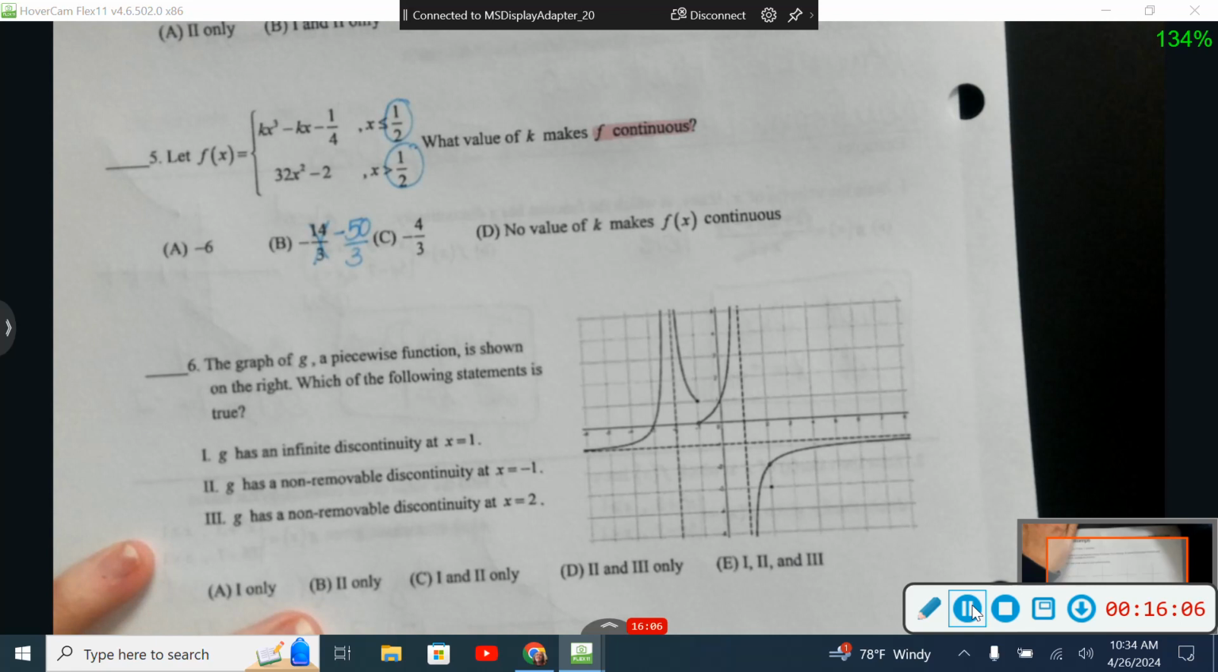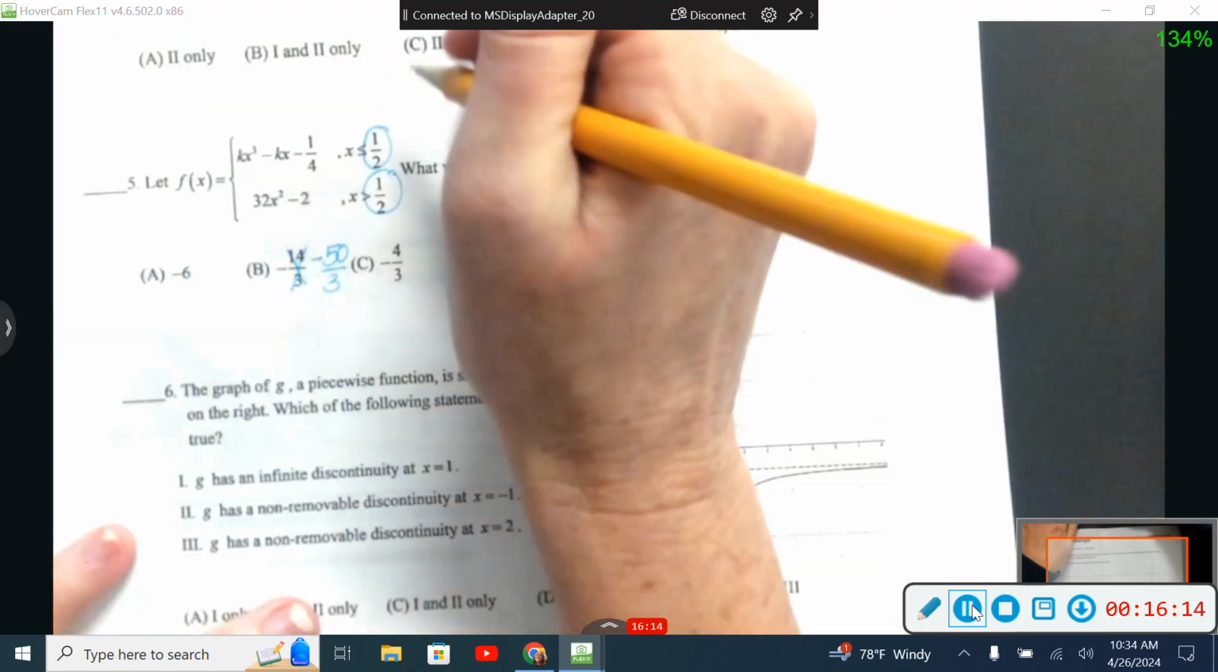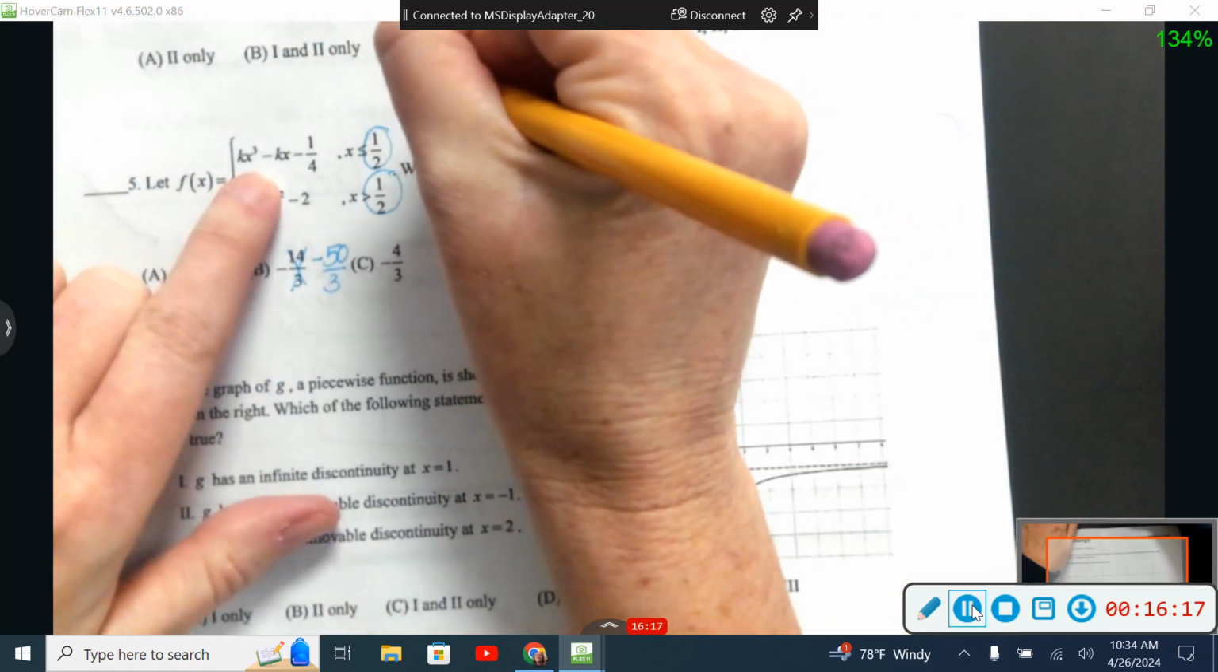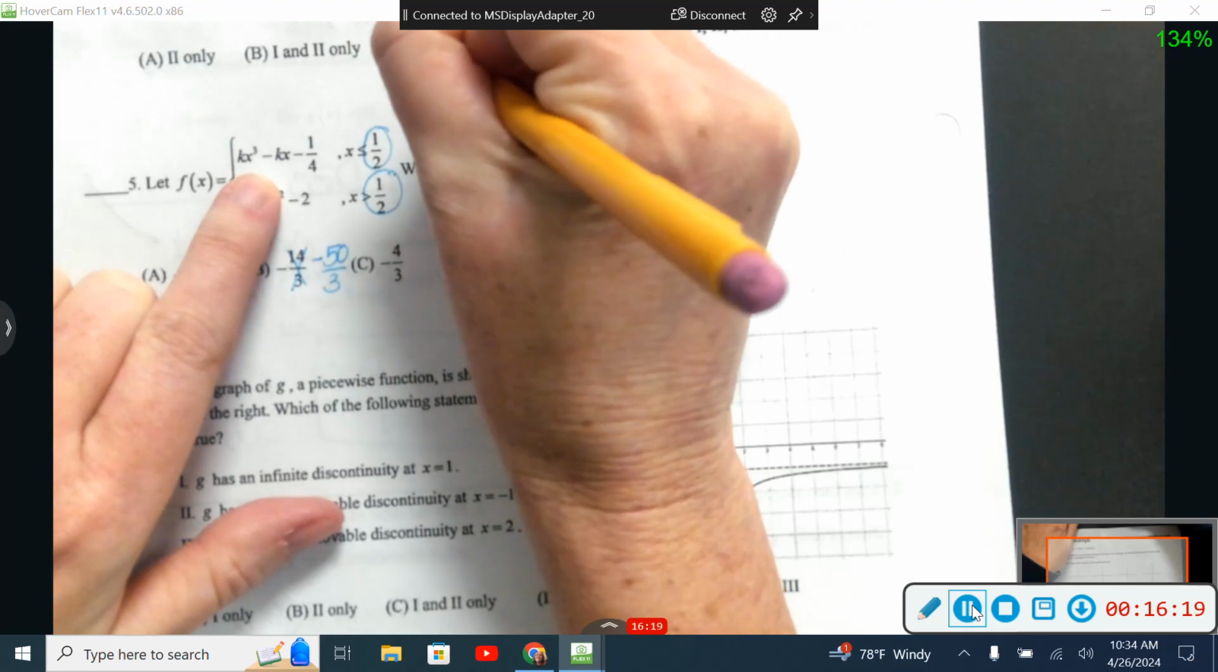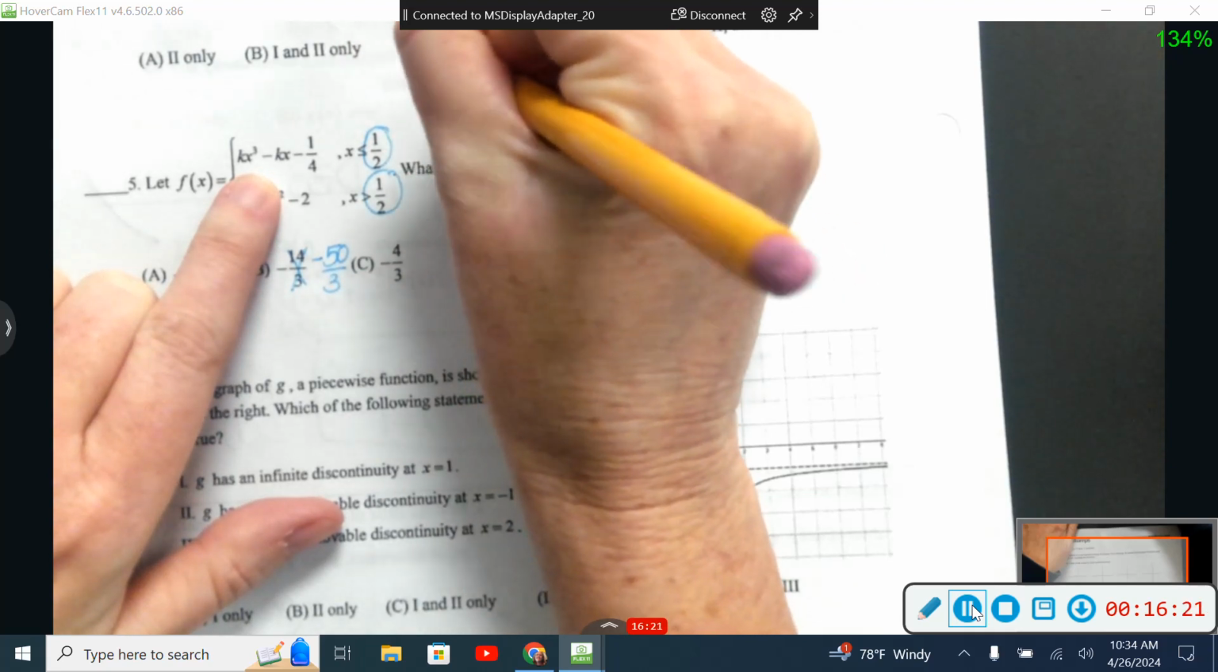I'm going to do the same thing. I'm going to start by taking my 1/2 and plugging it in for x. What's tricky about this one is that we've got a lot of fractions to work with. So I'm going to start by plugging 1/2 in for x in the first piece.